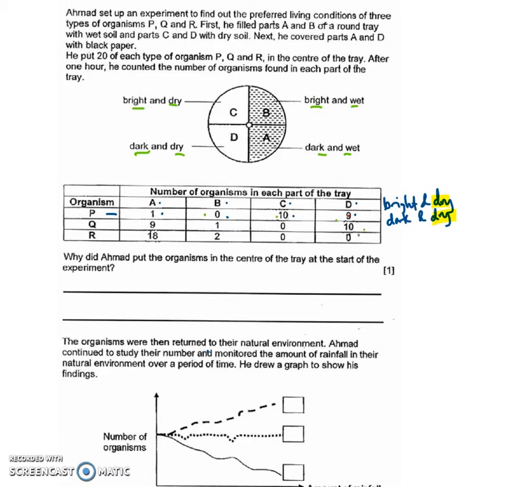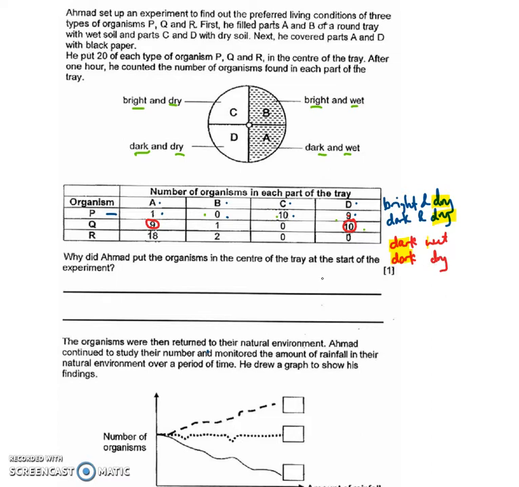If you look at organism Q, then it's looking at A as well as D. So let's write down what A and D are. A is dark and wet. D is dark and dry. So you need to realize that for organism Q, it's more important that the environment is dark, because wet and dry are both fine with the organism.